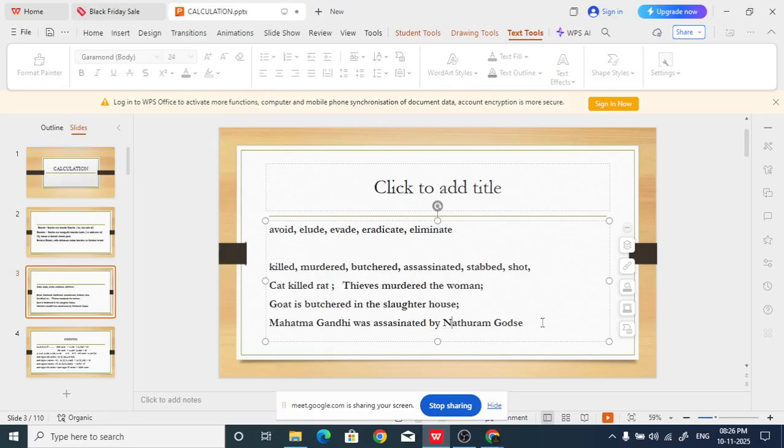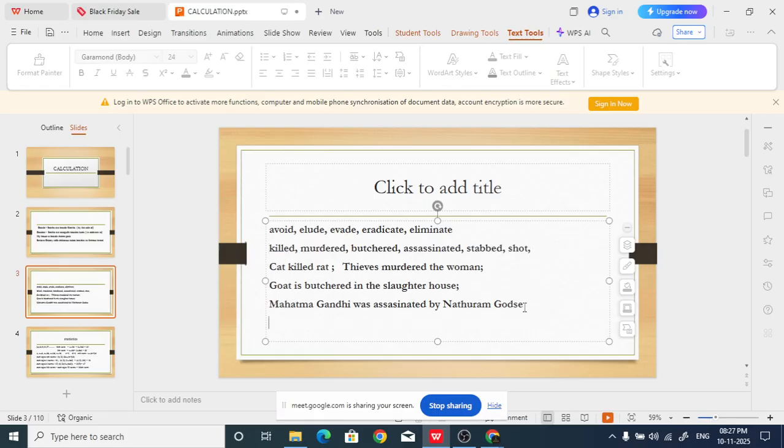Okay? When do we say stabbed? When do we say stabbed? A man stabbed his driver. It means if he killed him with a knife, then it is called stabbed. If he kills his driver with a knife, then it is called stabbed. When do we say shot? When do we say shot?